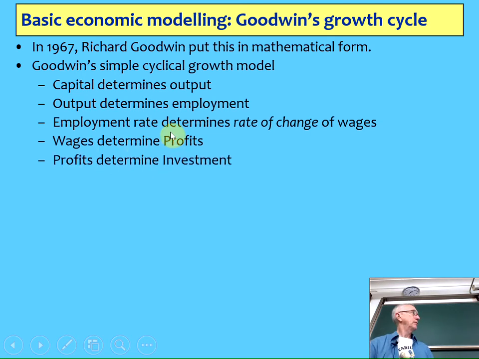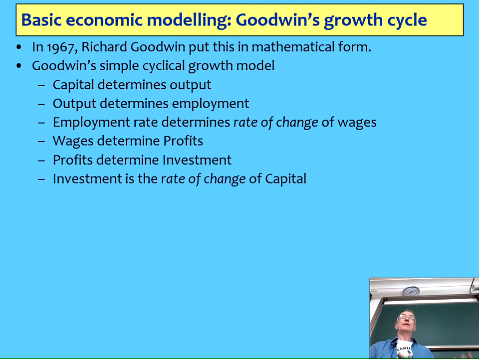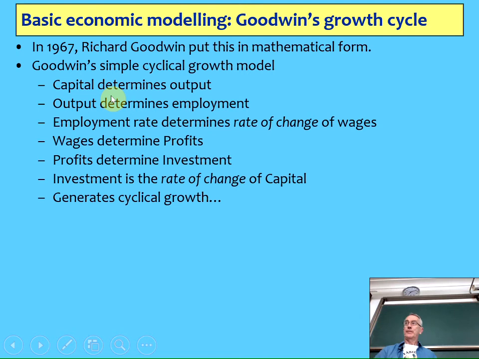And in the model that Goodwin put together, profits determine investment. So profits then are completely invested in the simple model Goodwin had. And investment is the rate of change of capital. So you've closed your loop. You have a loop from the level of capital to the rate of change of capital, and you have a causal cycle. Yeah? I wonder why there is employment between rate of change of wages, but not the level of wages.